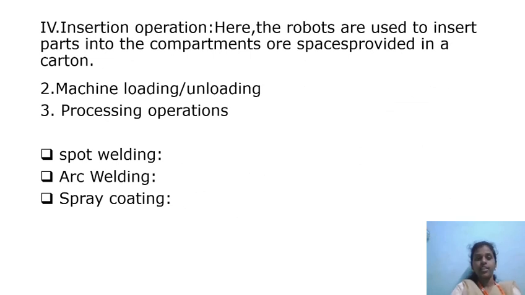And next, insertion operation. Here the robots are used to insert parts into the compartments or spaces provided in a cart. In car manufacturing, they are using robotics to fix doors and windows. These are the examples. And then machine loading and unloading. We are using robotics for loading and unloading for processing operations.